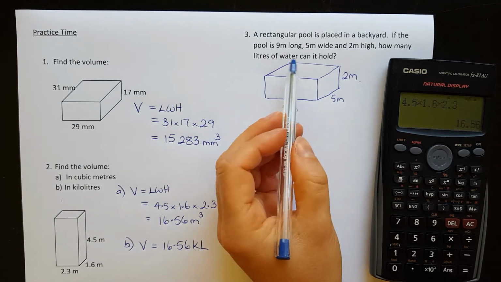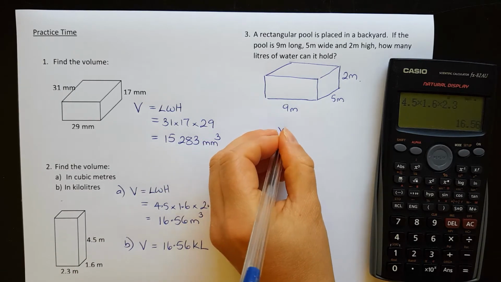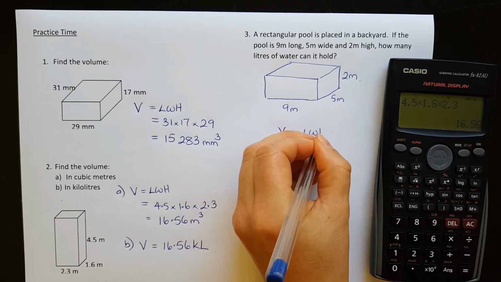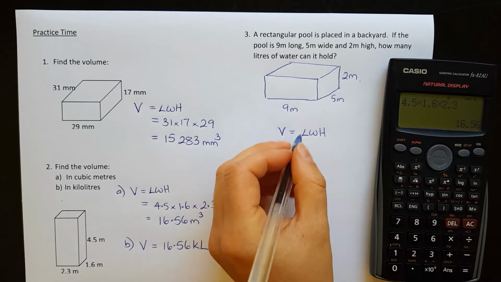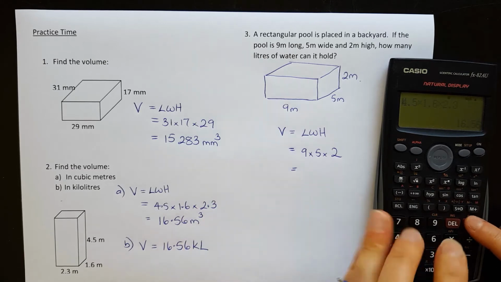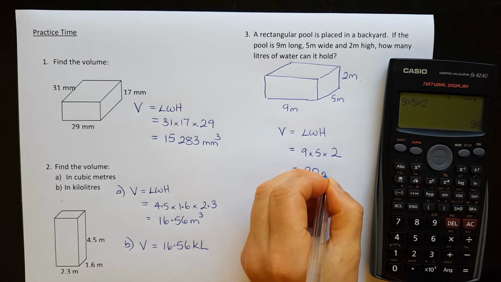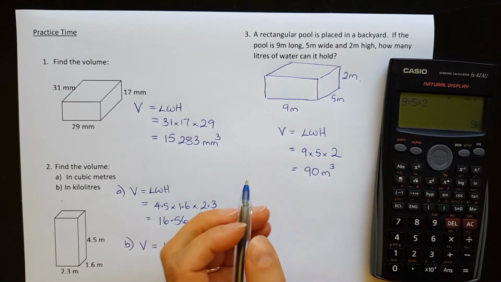So to find how much water in liters that it can hold, first of all, we're going to have to find the volume. So using our formula, subbing in, we have 9 times 5 times 2. 9 times 5 times 2 is 90 meters cubed.